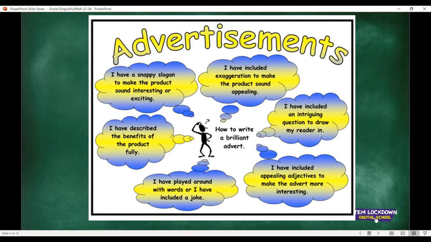The next one, I've included appealing adjectives to make the advert more interesting. So adjectives are describing words. Remember how I said to you this week, how important they are. It is not, for example, you can even look at the bubble at the top. It says, I have a snappy slogan. So it doesn't just say, I have a slogan. It actually uses the adjective in its explanation because it's more interesting and because it's more descriptive. So adjectives, especially in advertising, are very important.